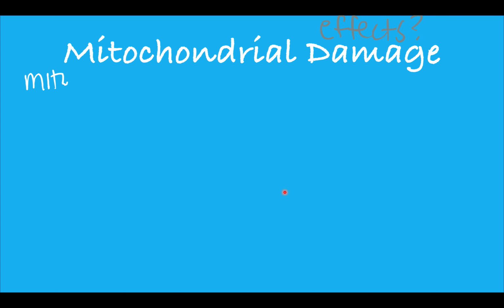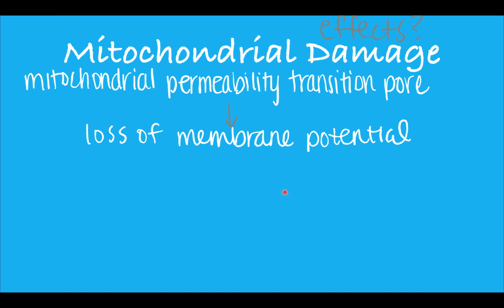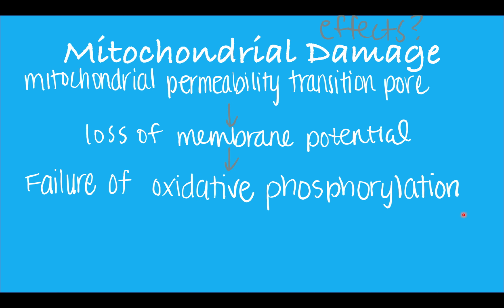So the first effect is that the permeability transition pore forms. Like I said, that's a little hole, and what that does is it's going to cause loss of that membrane potential. And when you're losing that membrane potential, then you're not going to be able to perform oxidative phosphorylation as you should. So if you can't do oxidative phosphorylation, what does that mean? That means that you're decreasing the amount of ATP that's being made. And we just went over all those different reasons why that's bad. And so that can then lead to necrosis.